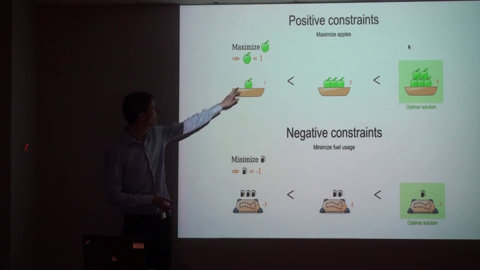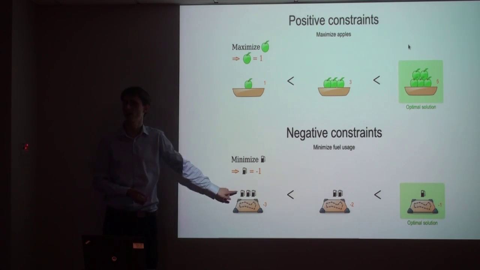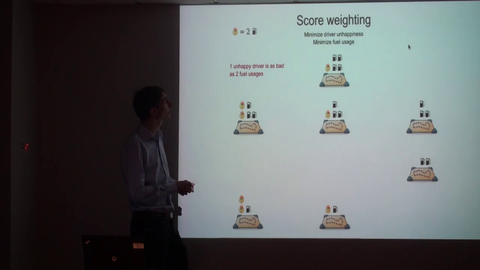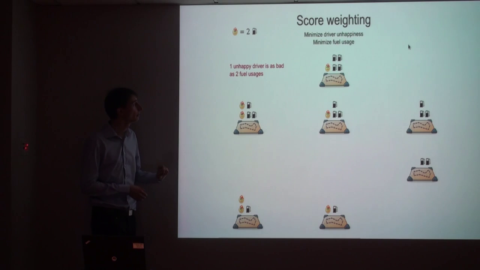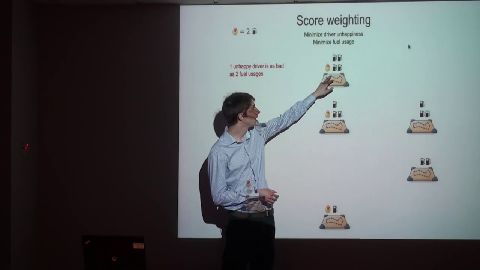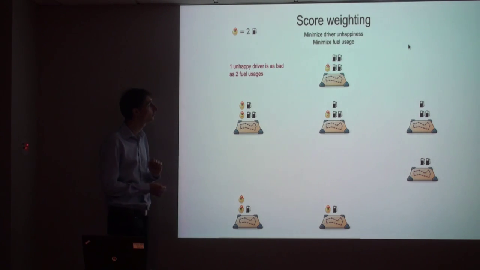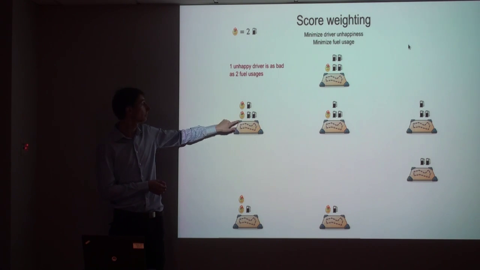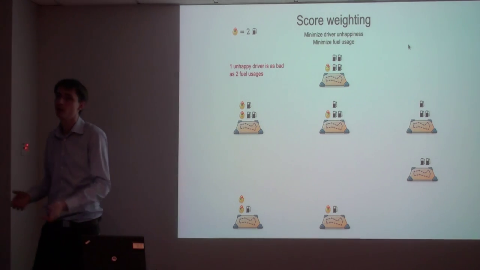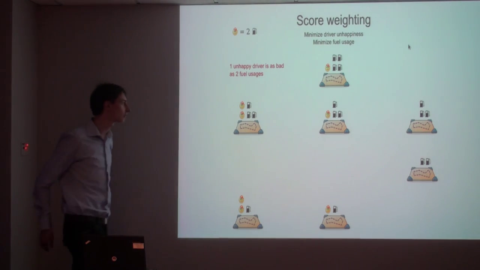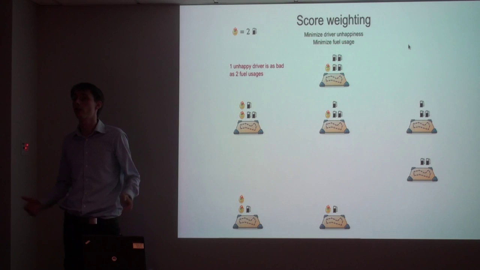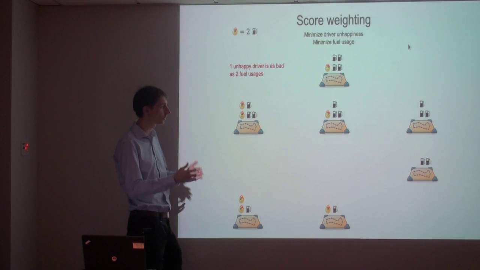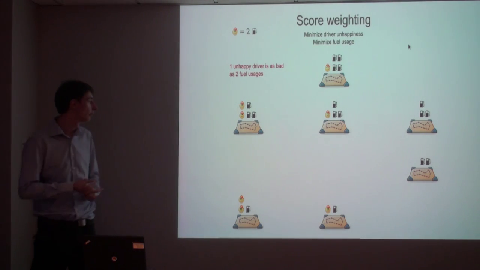Of course, one apple isn't really worth the same amount as fuel usage, right? So we need to do something called weighting, score weighting. So here's another example. It's a vehicle routing example, and we have unhappy drivers and fuel usage. So for example, in this solution, we use 3 units of fuel, and we have 2 unhappy drivers. The drivers are unhappy because they drive to a country they don't want to drive to, or because they have to work late night shifts, or because they're not at home in the evening, which is a typical problem in vehicle routing, that you want your employees to be near their home in the evening.